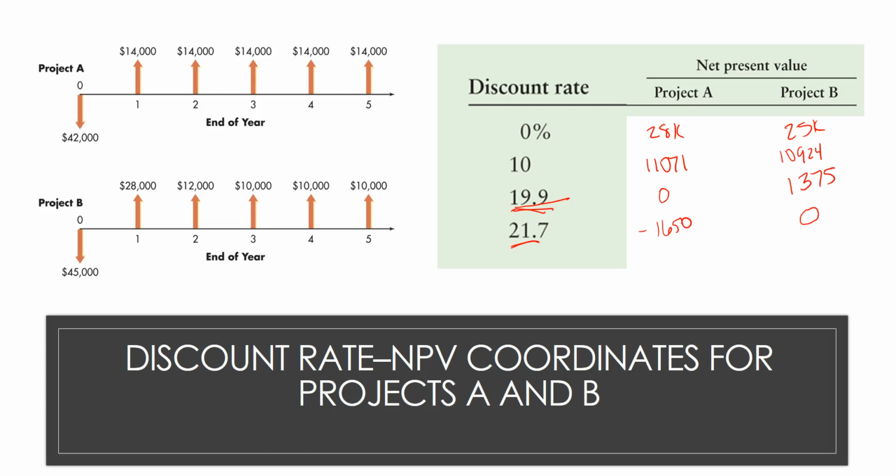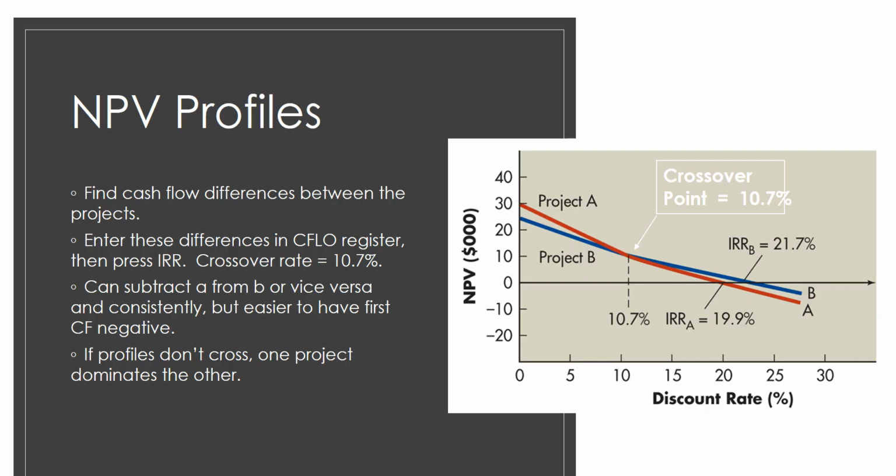So now we need to graph these numbers. Typically you would do this in Excel, where you could put in 0 to 25% in 0.5% increments, and then graph them. But this will get you the same idea. When we graph these, we see that project A is better than project B as long as the discount rate is greater than 10.7%. If the cost of capital is greater than 10.7%, project B is better than project A.